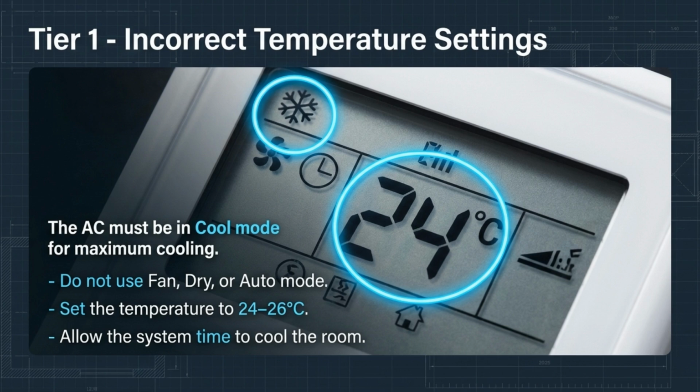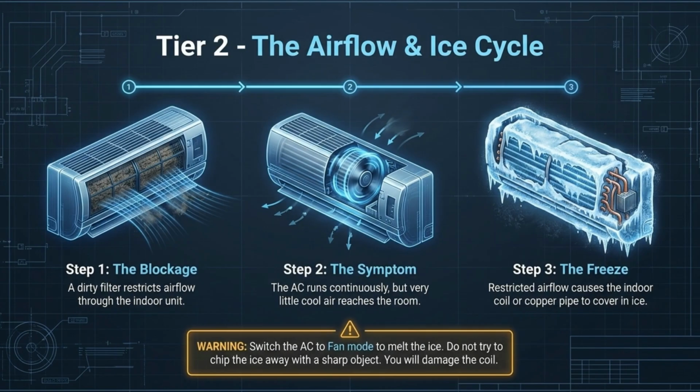The system must be set to cool mode, not fan, dry, or auto. Maintain a set point between 24 and 26 degrees Celsius, and always allow the system sufficient time to stabilize the room temperature. Tier 2 focuses on airflow.